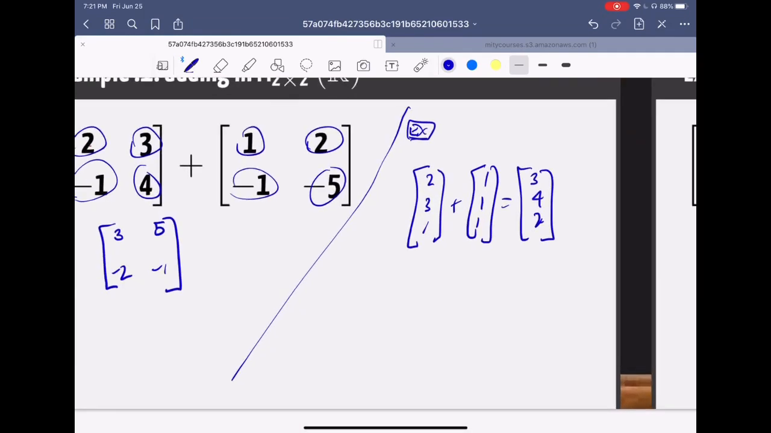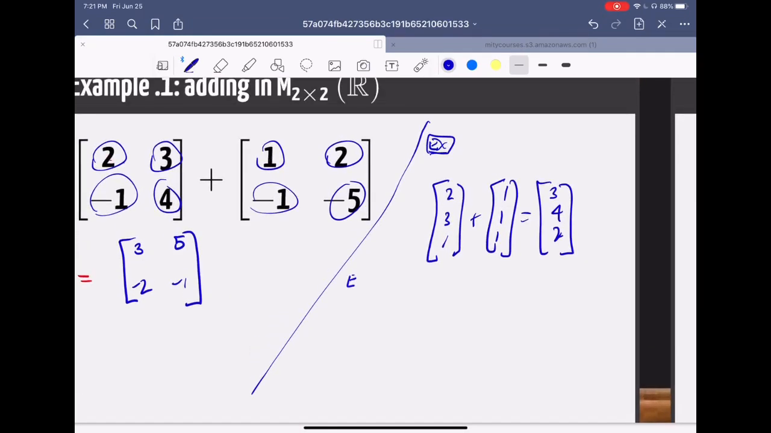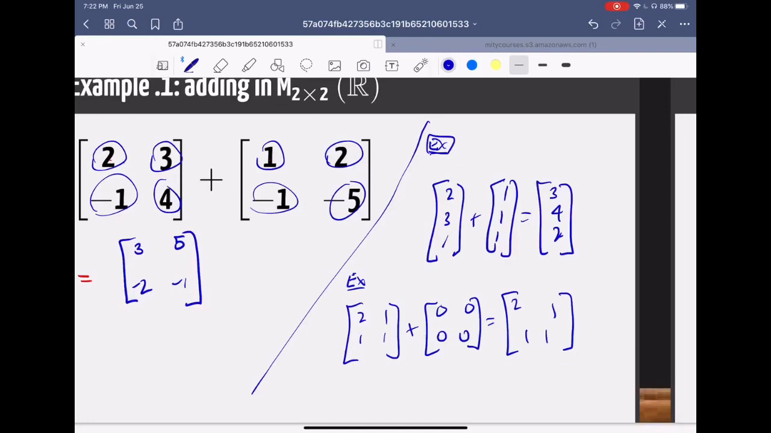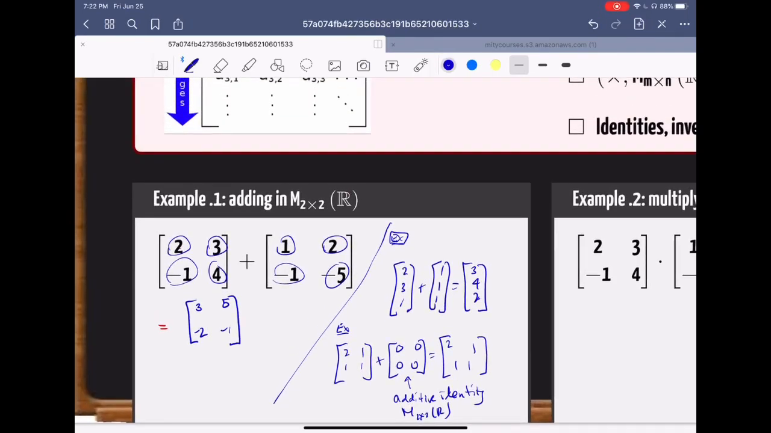The identity element, sorry, the additive identity, is 0. So for example, if I have 2, 1, 1, 1 added to 0, 0, 0, 0, I'm guessing nothing's going to happen to that first matrix. I'll get 2, 1, 1, 1. So that guy right there is called the additive identity, in the world of matrices that are 2 by 2 that have real numbers. Okay, that's the additive identity. Doesn't change anybody. Okay, that's how you add.